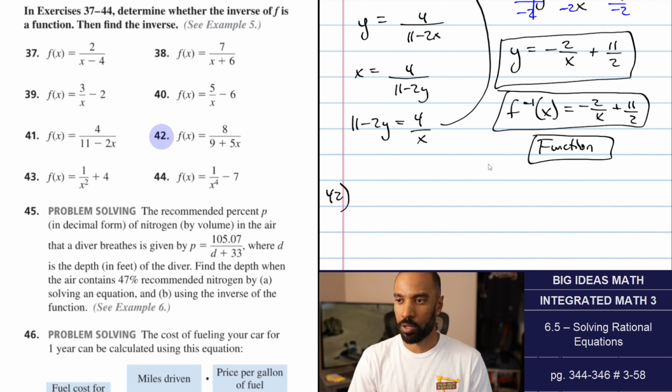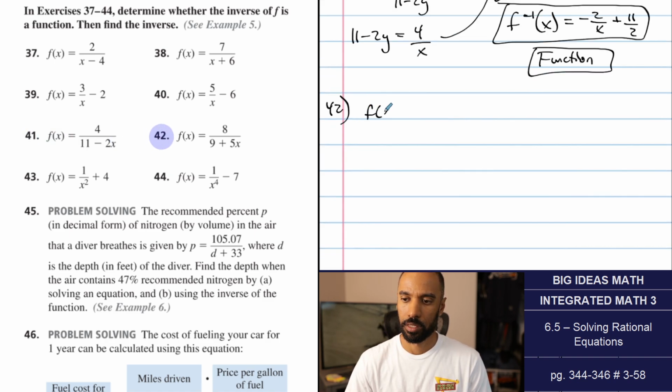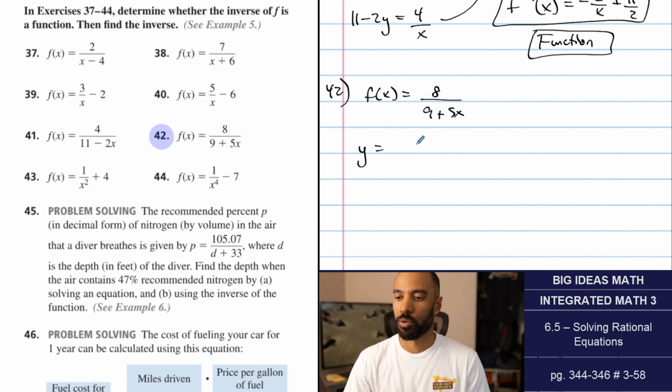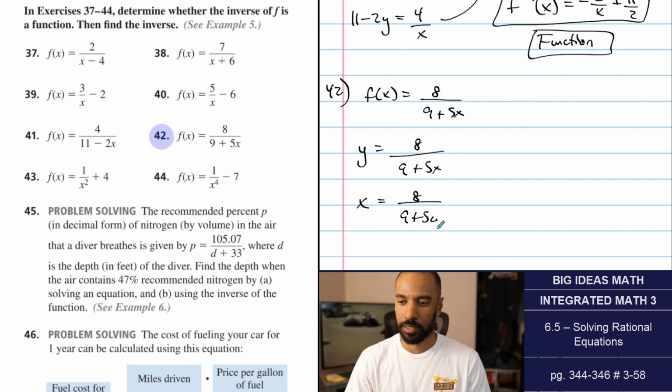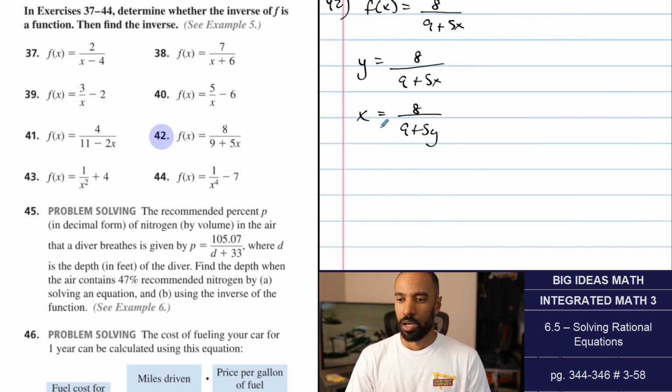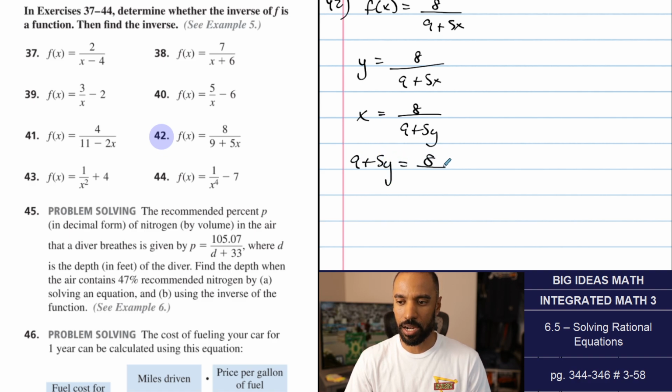f of x equals 8 over 9 plus 5x. I don't know if these questions will be like the ones in the lecture portion, unless they have other ones to do. There were other ones that they had at the time that I was like, all right, I'll do them that way. Maybe they'll show up later. y equals 8 over 9 plus 5x. Swap x and y. Swap these places here suddenly. 9 plus 5y equals 8 over x.